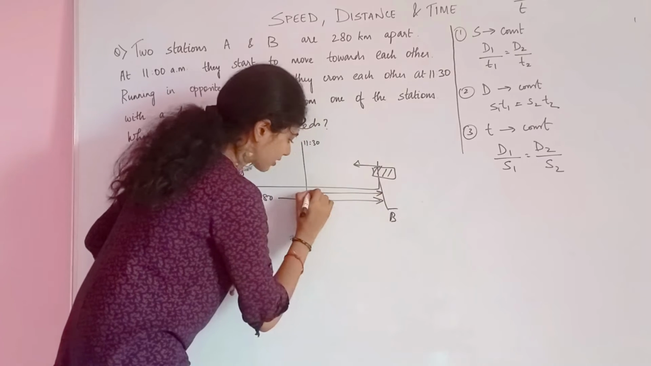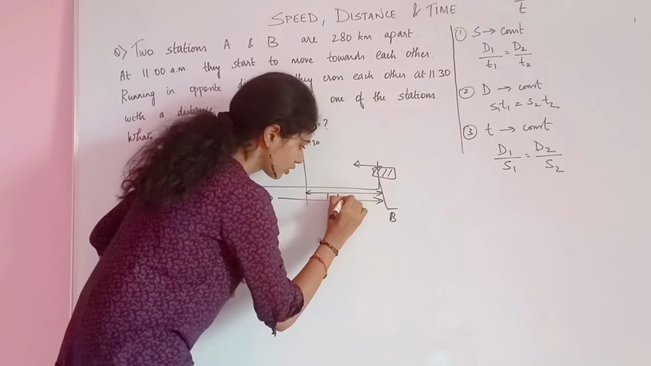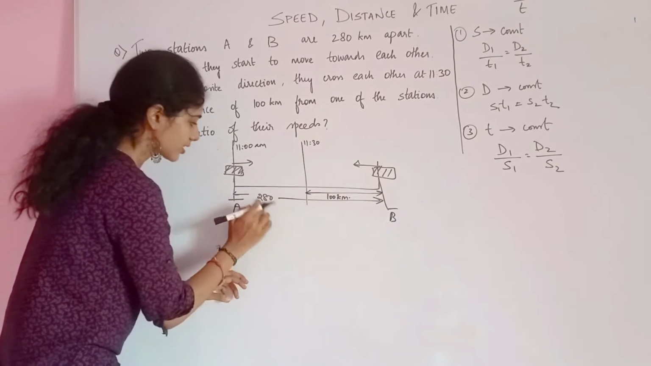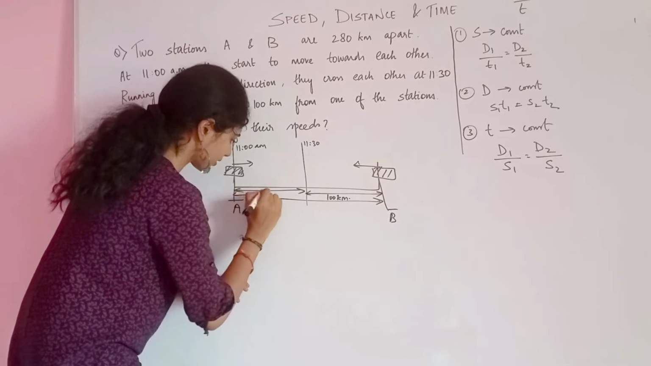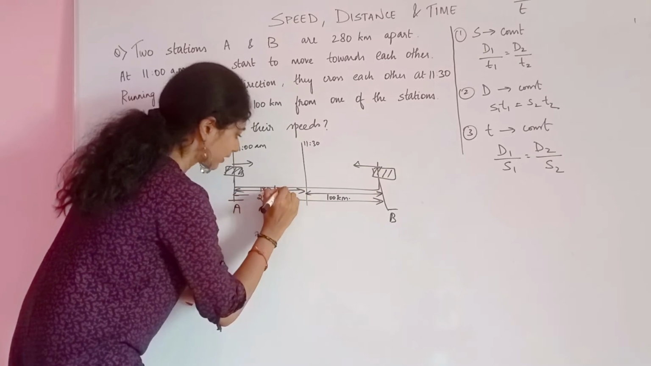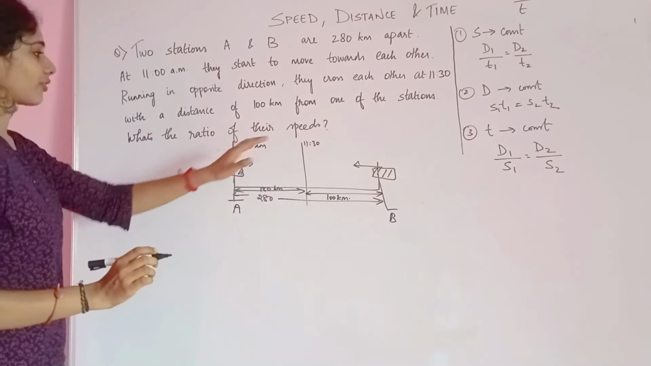So suppose I'm considering this to be 100 km. So obviously, what is this one? This is 100, this is going to be 180 kilometers. So what's the ratio of their speed?